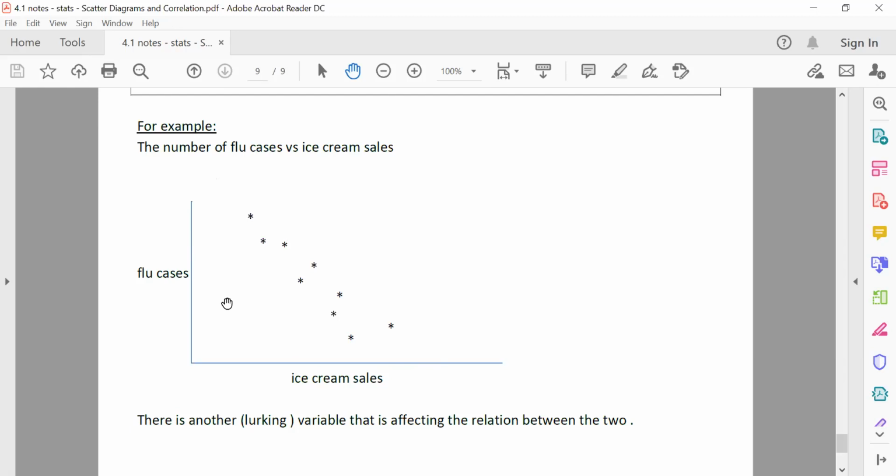If I had to guess, what's really happening is that if there's less people with the flu, there's more people who want to go buy ice cream. Because if you're sick with the flu, the last thing you probably want is ice cream. So there's a third variable there, which is just preference or taste, that is explaining this relationship here. So that's going to do it for section 4.1.